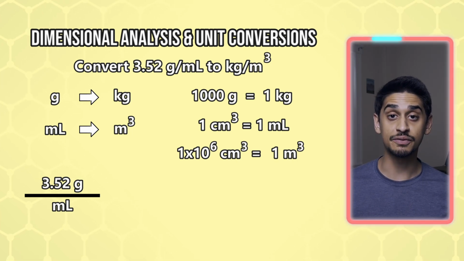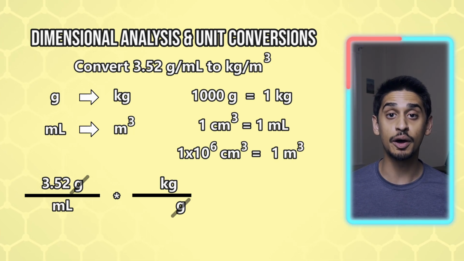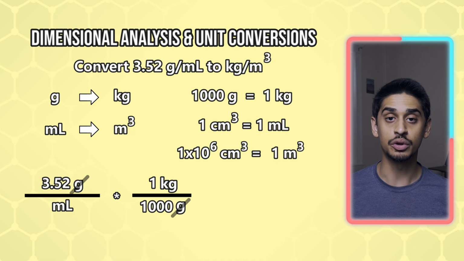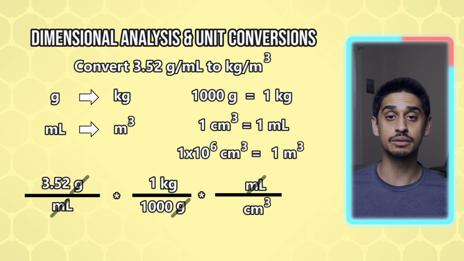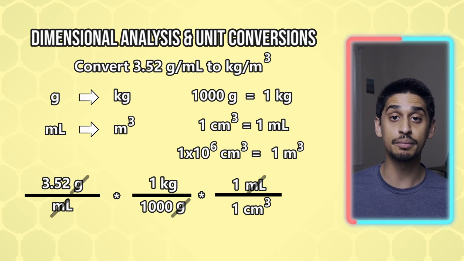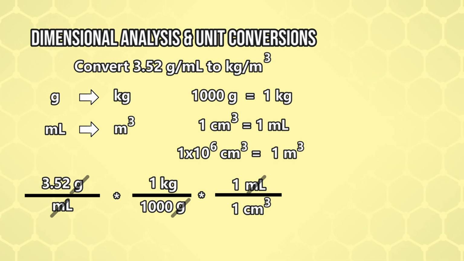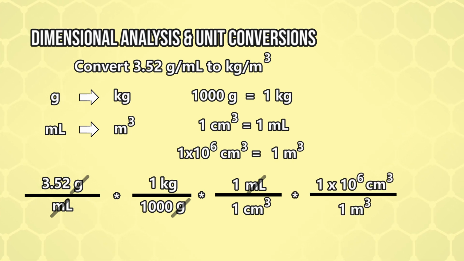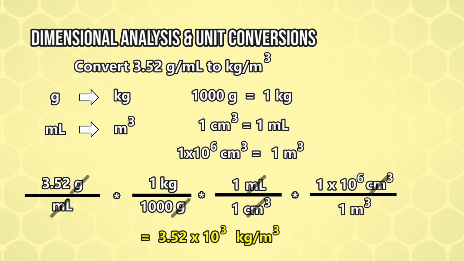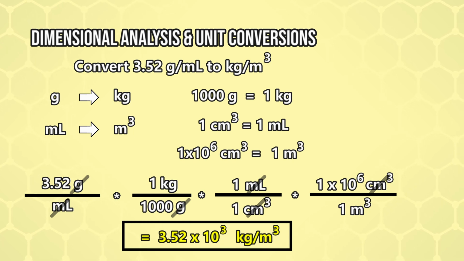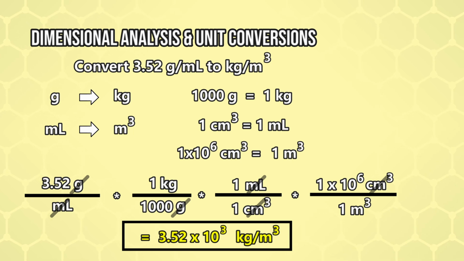Third, we'll multiply by our conversion factors. We'll convert the mass dimension first, and to do so, we'll need to put grams in the denominator and kilograms in the numerator. So we'll multiply by 1 kilogram over 1,000 grams. We'll convert the volume dimension next, and to do so, we'll put milliliter in the numerator and centimeters cubed in the denominator. So we'll multiply by 1 milliliter over 1 centimeter cubed. We still need to get to meters cubed in the denominator. So we'll multiply by 1 times 10 to the 6th centimeters cubed over 1 meter cubed. Last, we'll calculate our answer and retain 3 significant figures for our final answer. And we end up getting 3.52 times 10 to the 3rd kilogram per meter cubed for our final answer.